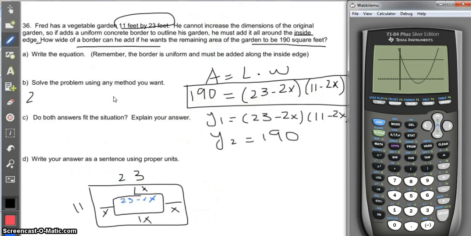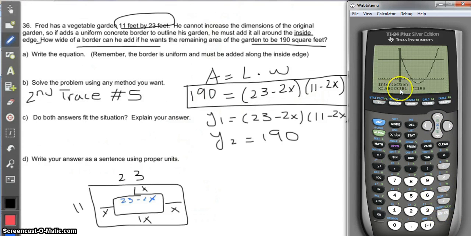You go to second trace after you graph it and fix your window. You go to second trace. Then you go to number 5, which is intersect. Go to number 5 and press enter. So what I want you to do is try to get the point as close as you can to the point of intersection, so the calculator will know which point you want to look at first. And you press enter 3 times.